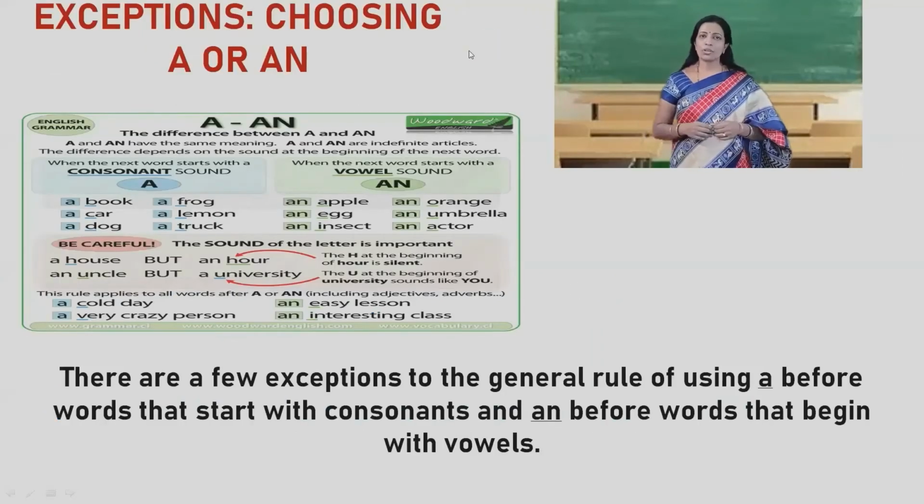We just now saw that the general rule for using the indefinite article a and an is that we use the article a before a noun which begins with a consonant, and we use the article an before a noun which begins with a vowel. Well, there are a few exceptions to this rule. Sometimes we can use a before a word which begins with a vowel, and sometimes we can use an before a word which begins with a consonant.